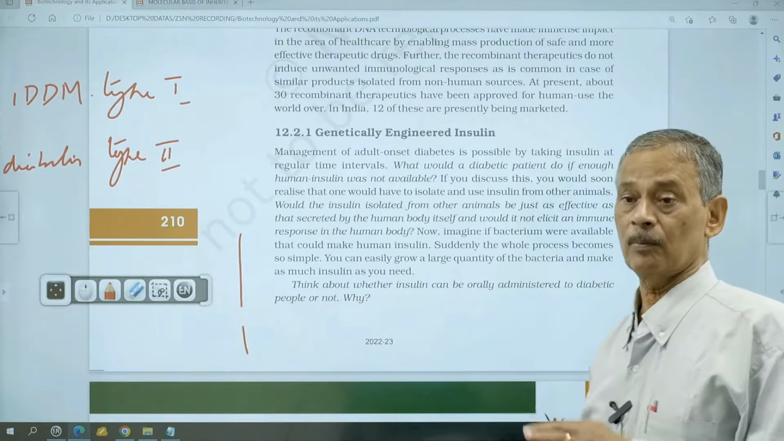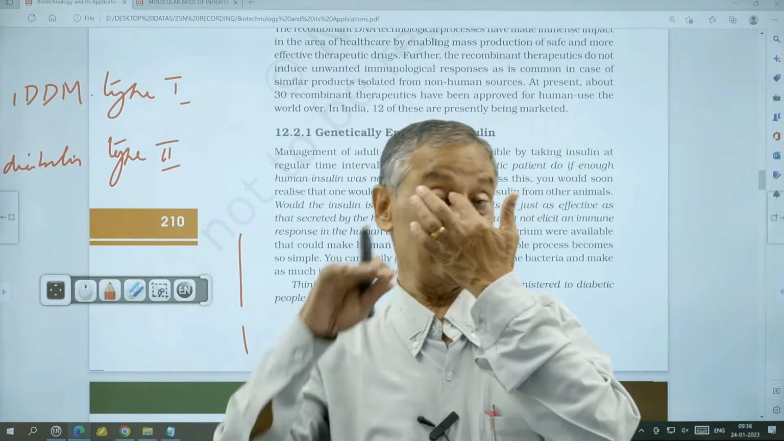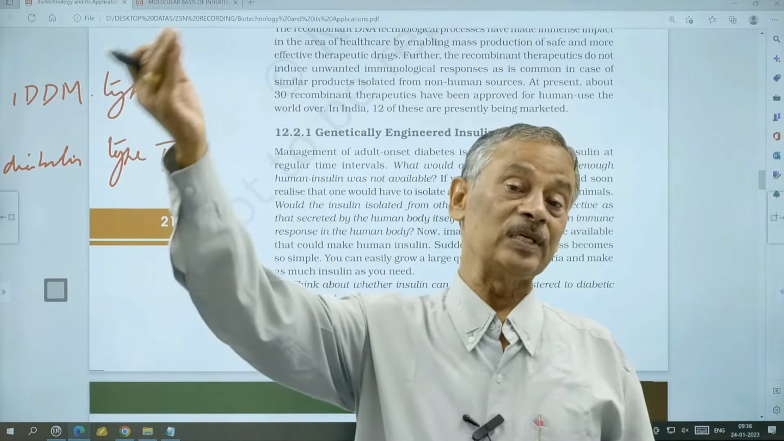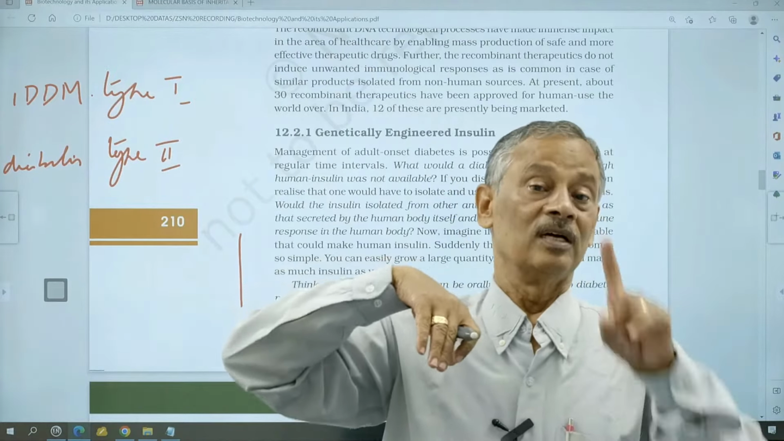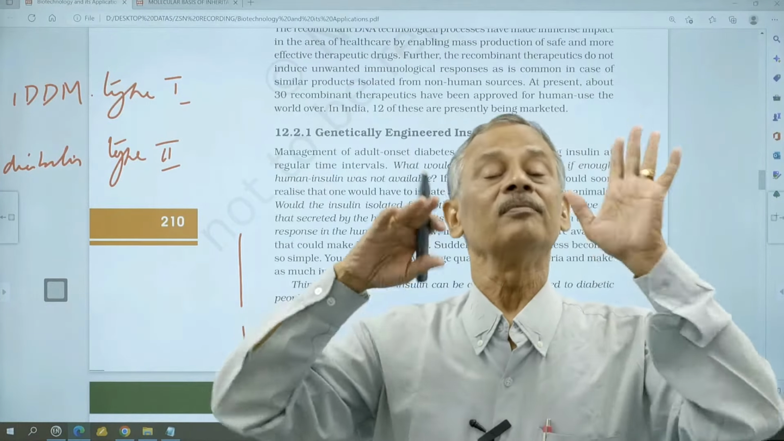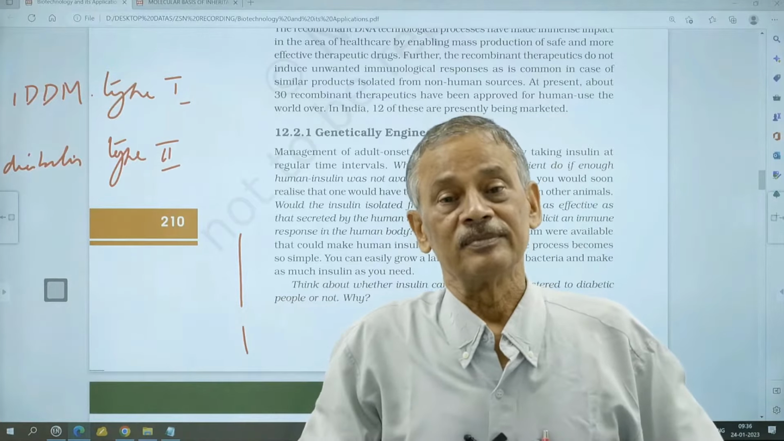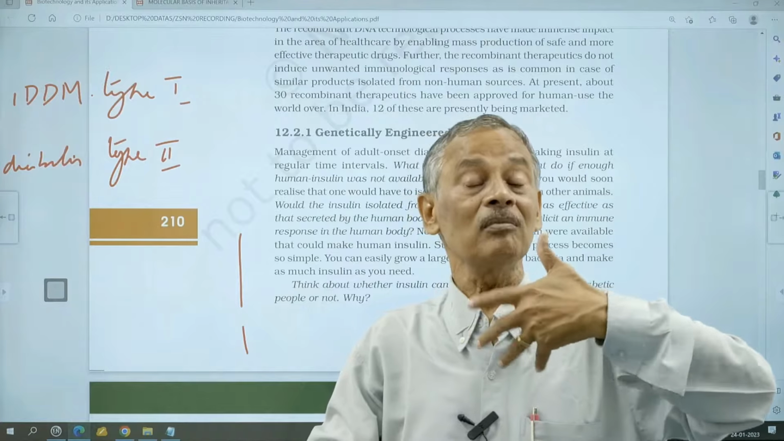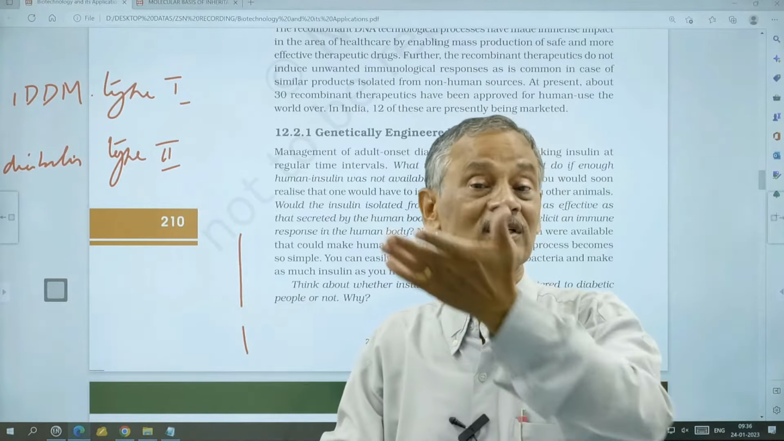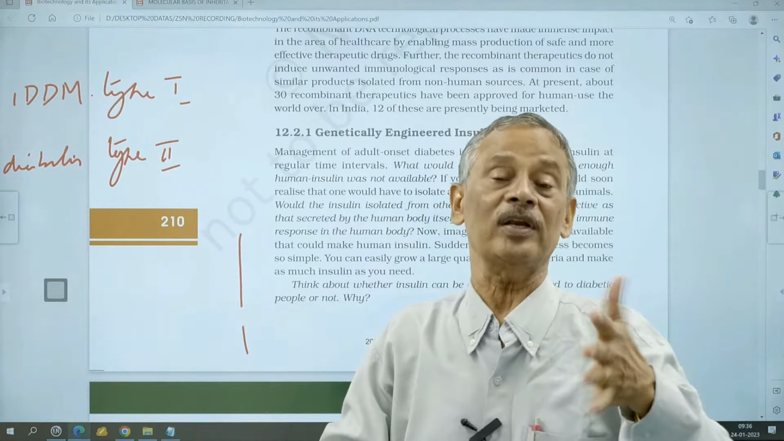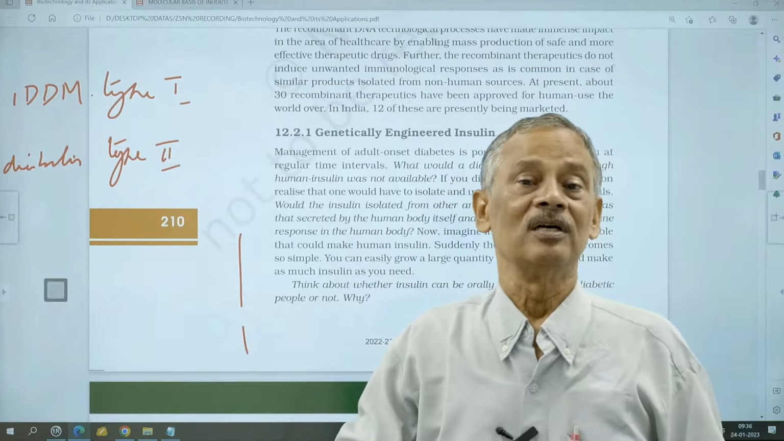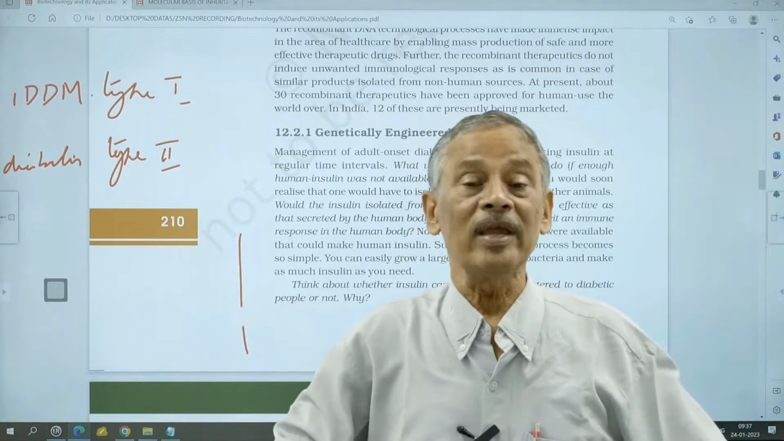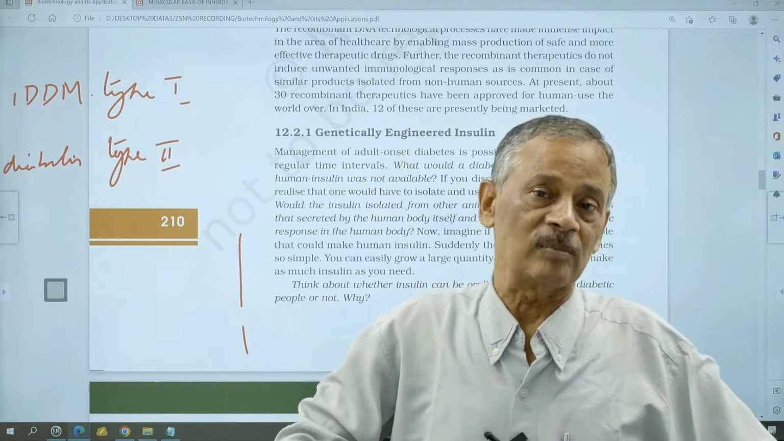What was the problem? Remember, it is an entirely different genus. When that animal's insulin is given to us, it is not of the same efficiency. Number two, it may cause some immunological responses because we are taking the protein of a different host, which is different from your genetic makeup. So it may activate your immunological systems.